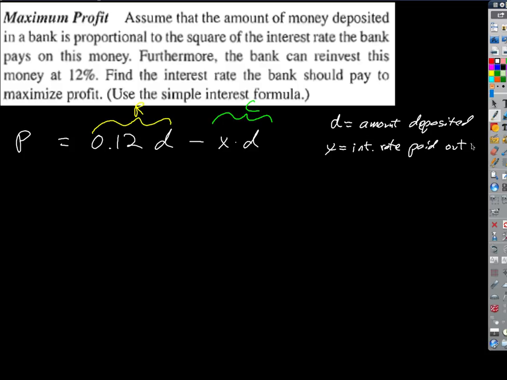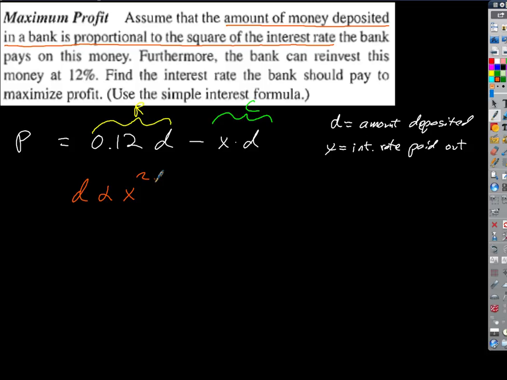Where's that going to come from? The constraint, yeah. What is that? The square. It's this thing up here. Assume that the amount of money deposited in a bank is proportional to the square of the interest rate, which makes sense. You're going to hunt around for the bank that gives you the best interest rate and deposit there, right? So that's telling us the amount deposited is proportional to the square of the interest rate.